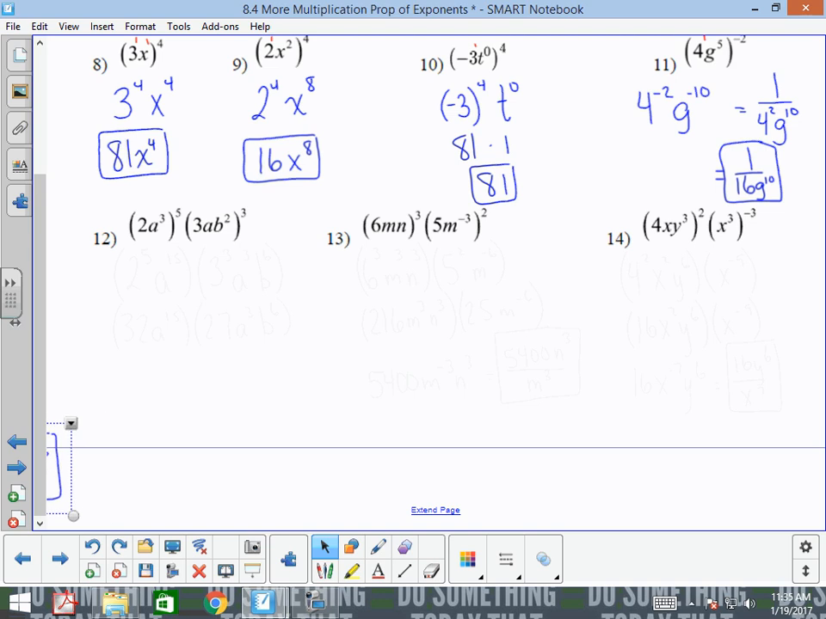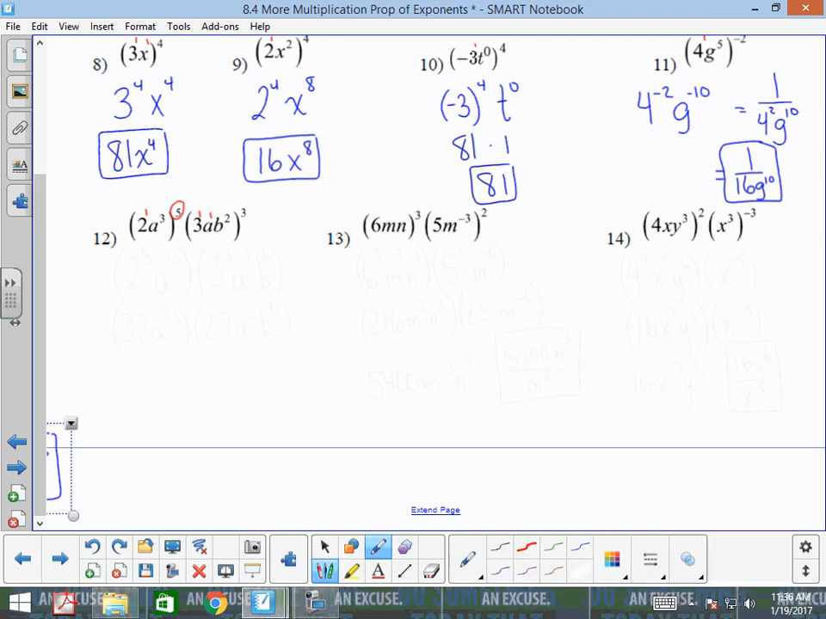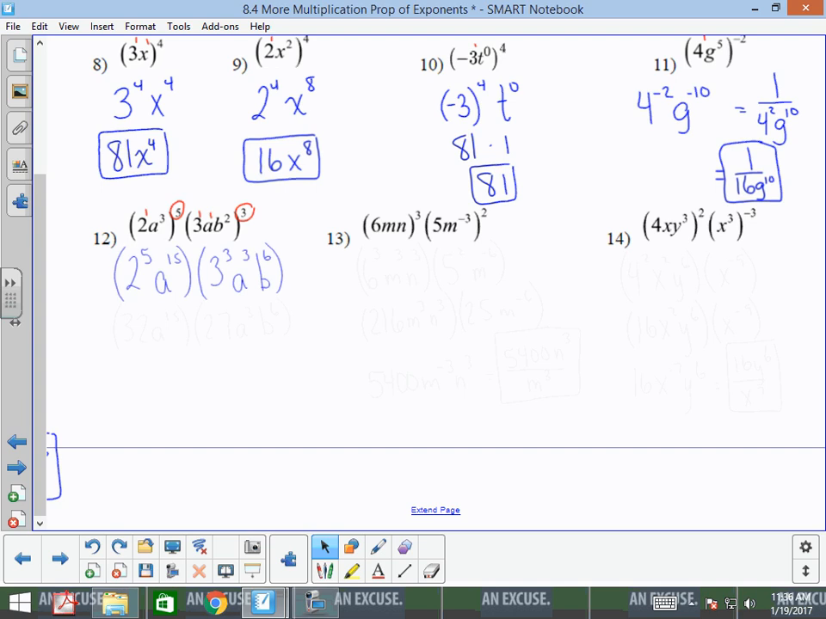Okay, so here we're going to take the 2, which has an exponent of 1, and the a, which has an exponent of 3, and multiply those both by the 5 on the outside. For the next parentheses, we're taking the 3 and the a and the b, all their exponents, and multiplying it times the 3 on the outside. So we first get 2 to the 5th, a to the 15th. 1 times 5 is 5. 3 times 5 is 15.